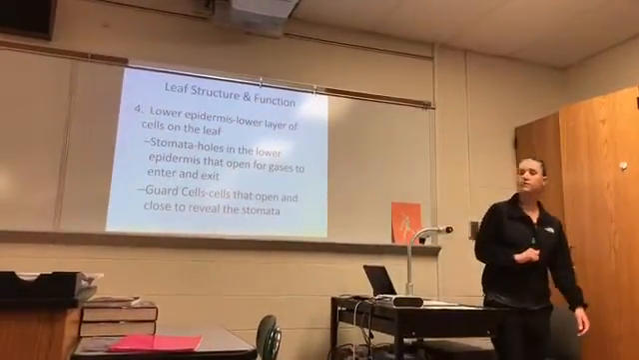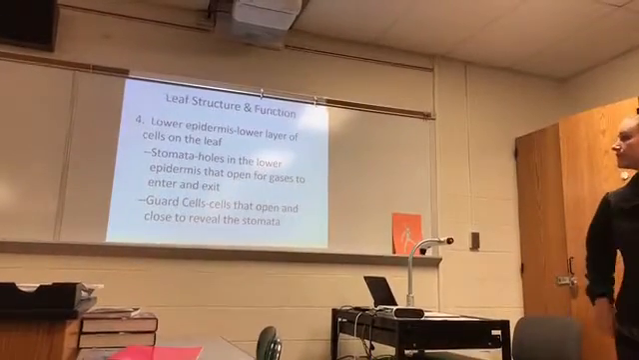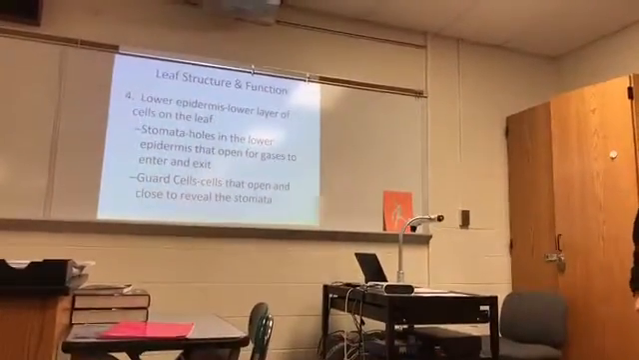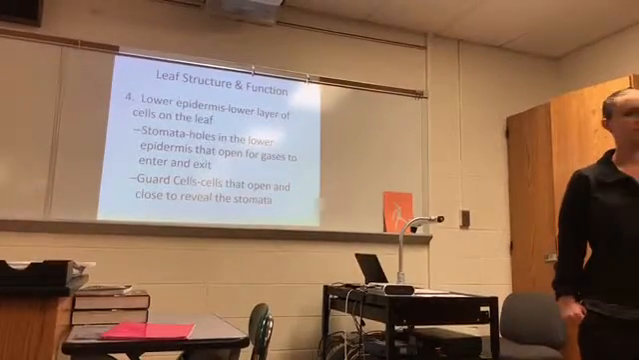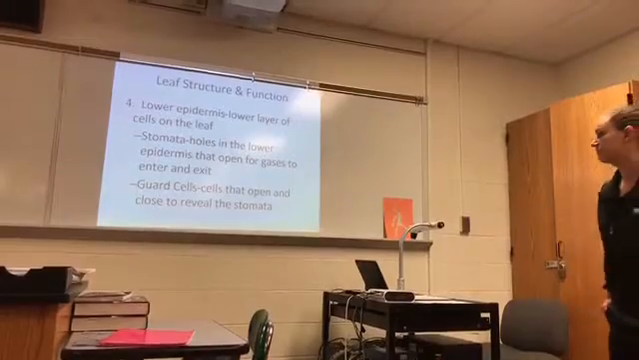Okay, then we have the lower epidermis, the lower layer of the cells on the leaf. We talked about the stomata. That's the holes in the lower epidermis that open for gases to enter and exit. What gas is entering? And which one's exiting? Oxygen.